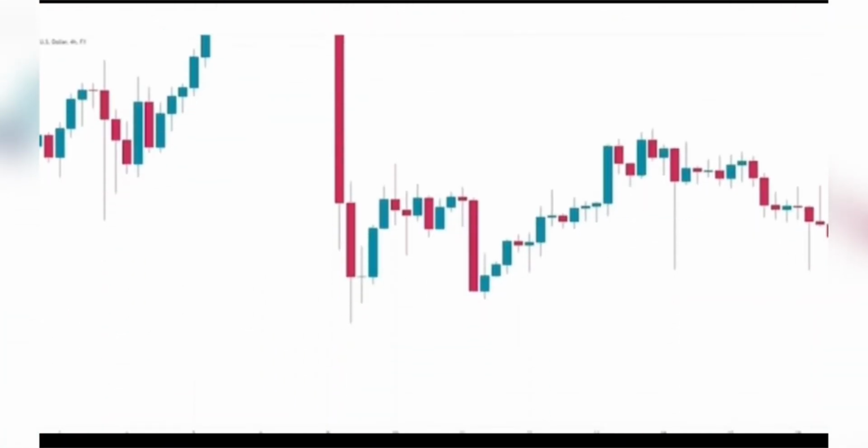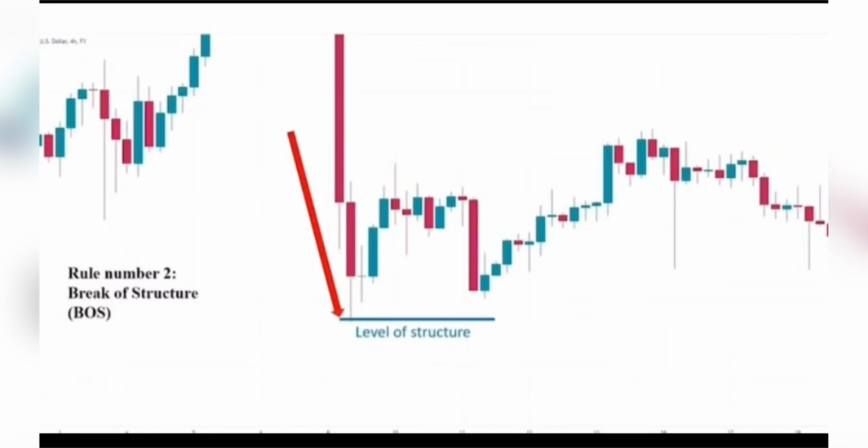Breaking of a structure. Take a look at this example. Here the price made a move to the downside, made a structural level and had a pullback on the way down. We can notice this move with imbalance, but we can't identify this level as an order block because the price never broke below the structure. So for having an order block, price must break through the structure.